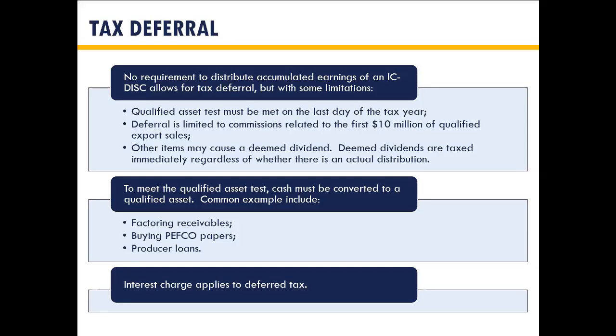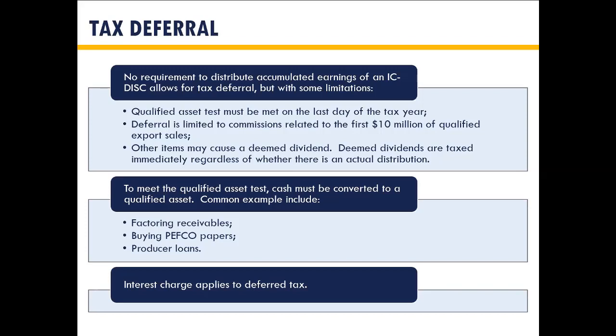So to meet the qualified asset test, really what needs to happen is when you pay that cash into the IC-DISC for the commission amount, you have to convert that cash into a qualifying asset. And doing this requires some careful planning so that you don't inadvertently disqualify the DISC. We really won't go into a whole lot of detail on that, but just note that you have to convert cash into a qualifying asset to benefit from the tax deferral.